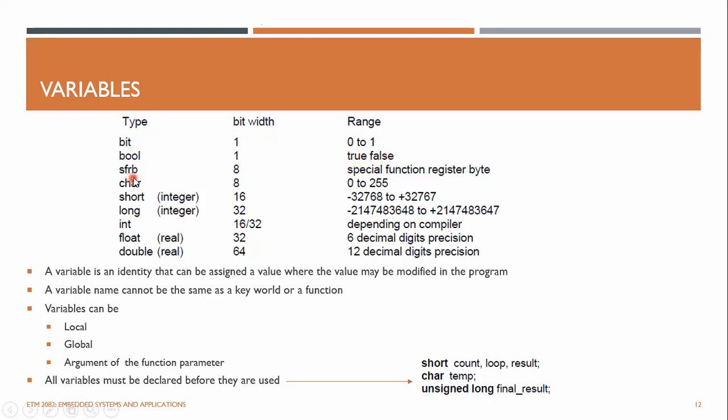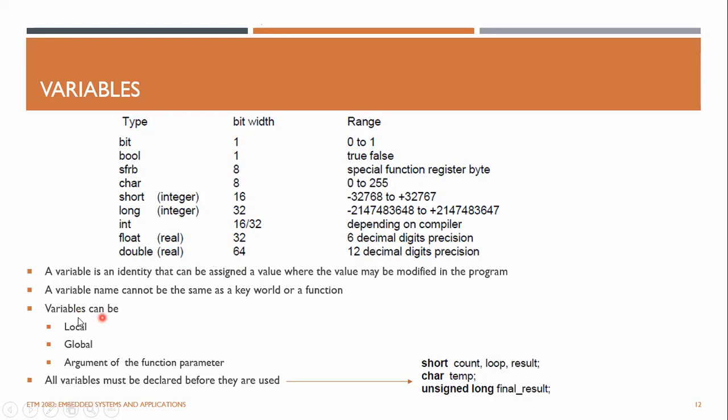And this is a special function register byte. That's a bit one. And char is a character from 0 to 255, 8 bits. Short is integer, 16-bit. Long is integer, 32 bits. So these are the values, and they are signed integers. Integer could be either 16 or 32 bits, depending on the compiler. Floats and doubles are real numbers. The float gives up to 6 decimal digit precision, and the double gives 12 decimal digit precision.